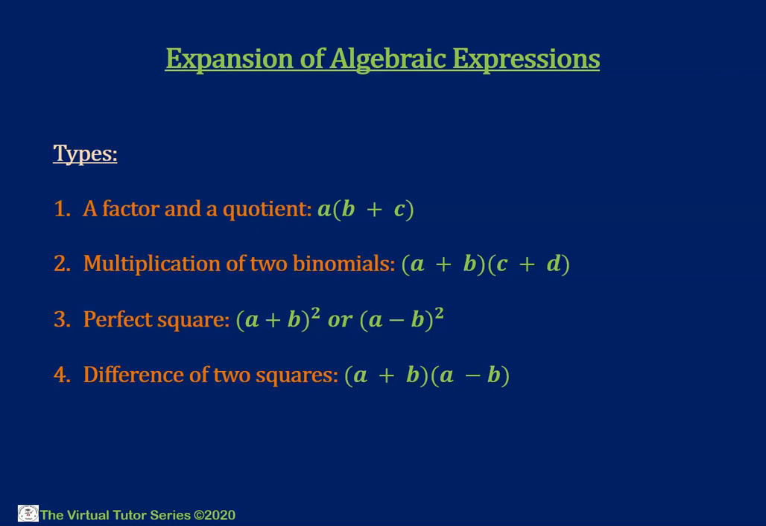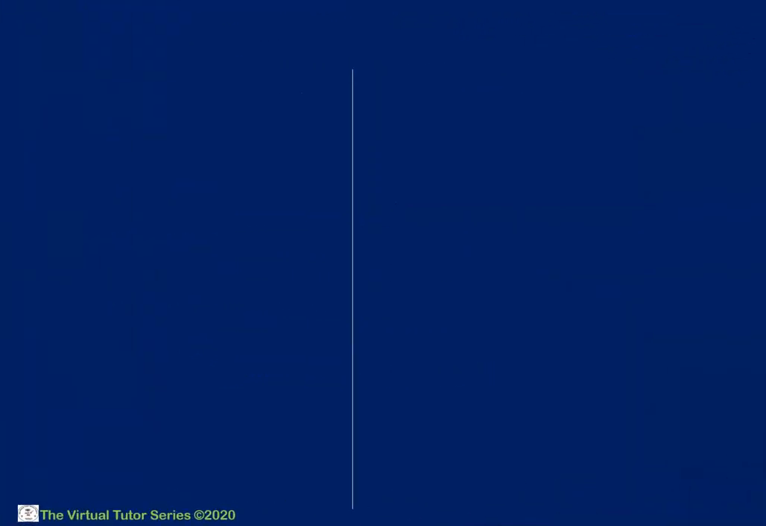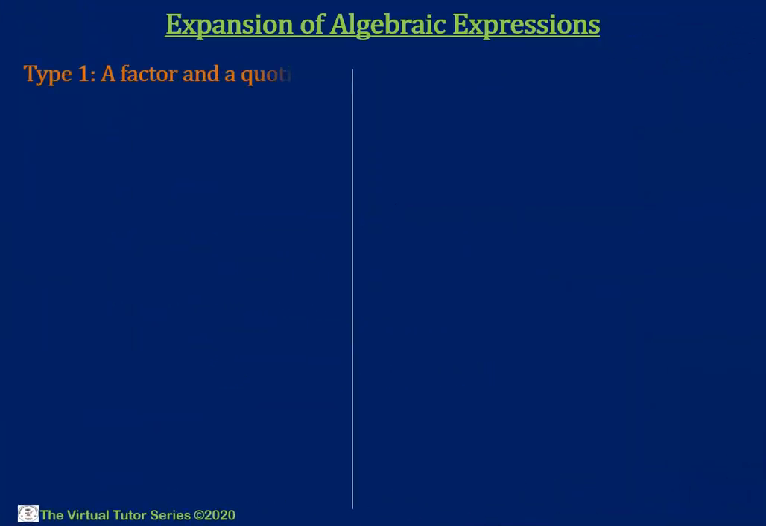Now, let's look at how each expression type can be expanded. Type 1: a factor and a quotient. For instance, given the expression a into bracket b plus c, bracket closed, the term outside the bracket, that is a, is the factor, and the terms inside the bracket, that is b plus c, is known as a quotient.